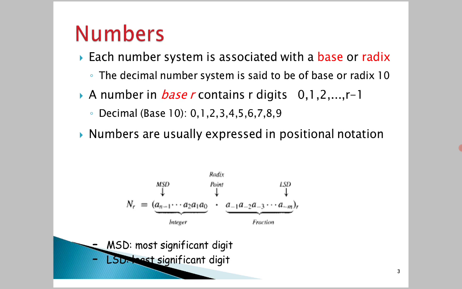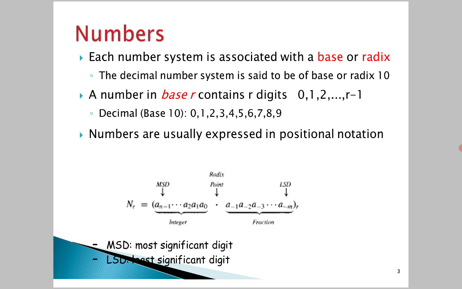So, what are number systems? Each number system is associated with a base or radix or index value. The decimal number system is said to be of base or radix 10. Why? Because it has only 10 digits, 0 to 9. A number in base R contains R digits, that is 0, 1, 2, 3 up to R minus 1. Decimal base 10 has the 10 digits 0, 1, 2, 3, 4, 5, 6, 7, 8, 9.